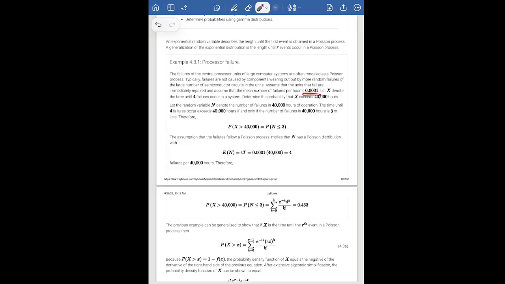If you were given this amount per hour of failures, and we're counting until here, we're looking at how likely it is that it's going to take at least 40,000 hours for this to happen. The number of failures, and then you got this many hours of operation until 4 failures come through. And they're saying that this is going to happen if and only if the number of failures in 40,000 hours is 3 or less.